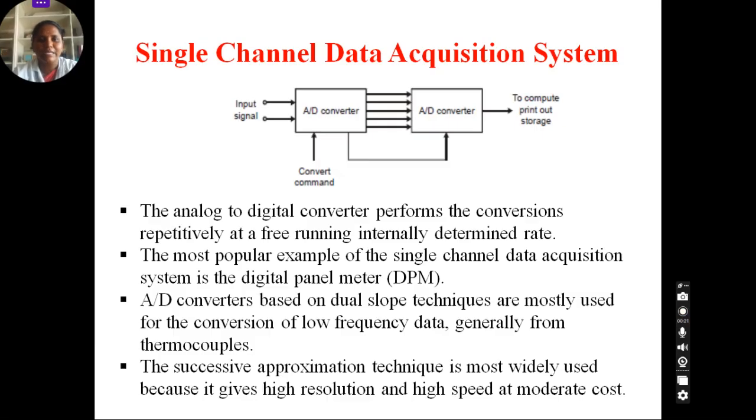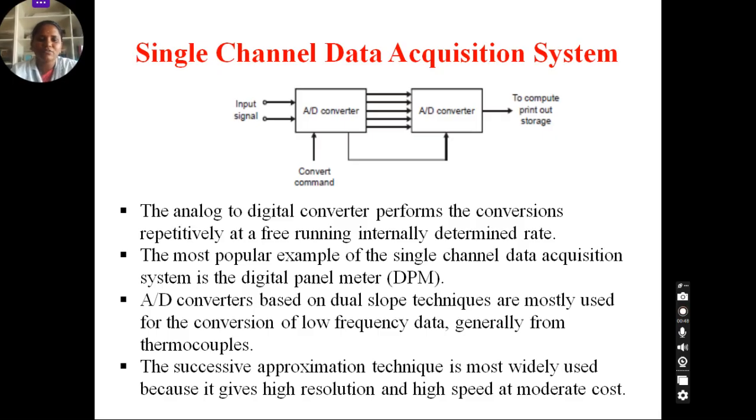First, we apply the input signal to the analog-to-digital converter. The analog input signal is converted into a digital signal. The digital signal goes into the buffer, and the buffer communicates to the printout or storage. The most popular example of a single-channel data acquisition system is the digital panel meter, DPM.